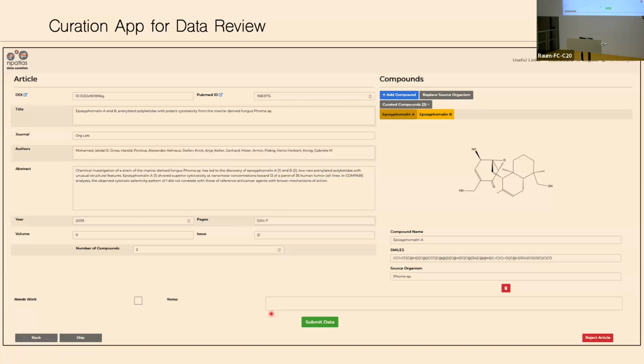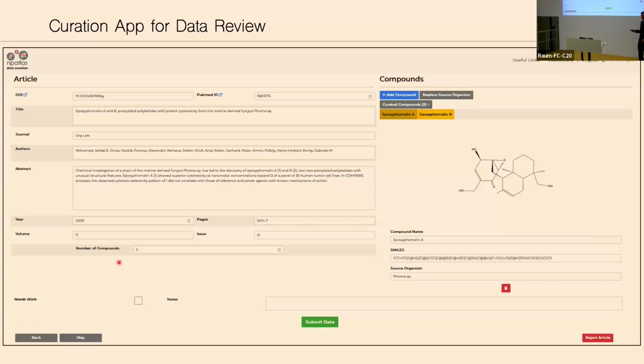You can click through, so there's a list of tabs here, depending on how many compounds there are. And if the compounds aren't right, you can replace the SMILES string, so you can update the structures so that the structures you include in the database are accurate, etc. There's a bunch of housekeeping that you can do here. If they're really unmanageable, you can check the needs work box.